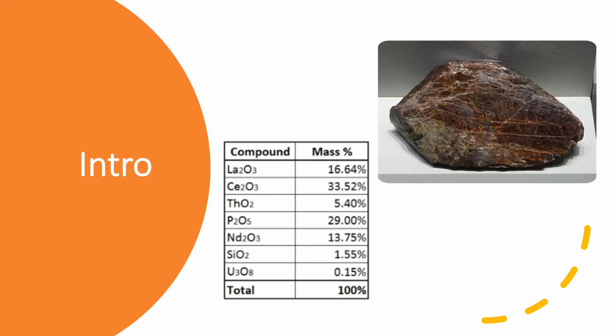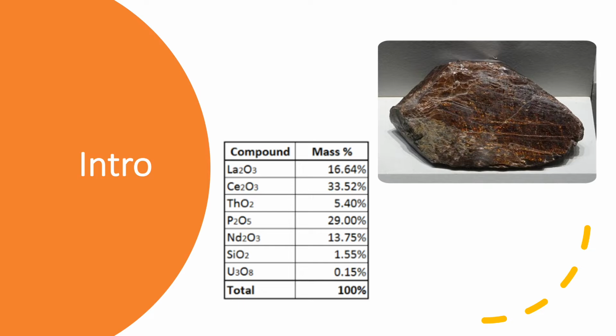So let me give some background about monzonite ore. Monzonite ore is composed of several minerals, including rare earth elements and thorium phosphates. The picture in the top right is a slab of monzonite ore that is normally mined from the ground and then ground up finely for processing. The table next to the picture is the average mass composition of the elements inside monzonite ore.